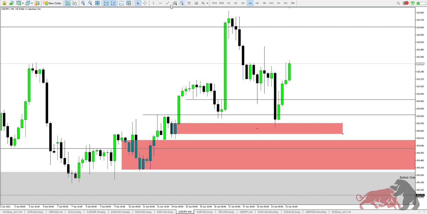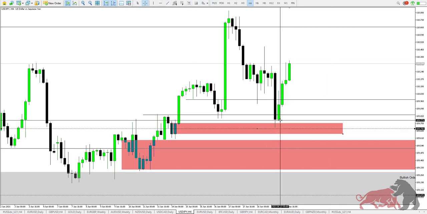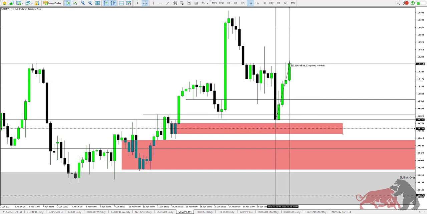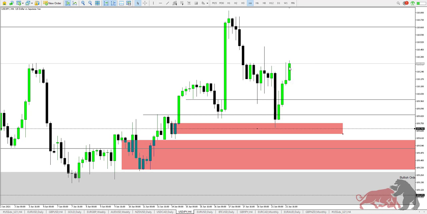And look where price traded to today. Price dipped right into the 109.70. Might have missed the low. 109.710. That would have been your nice long entry to the downside when this came to the upside for a reward of 53 pips. So this is what I want you guys to be doing, highlighting these levels and taking note on when to get in.